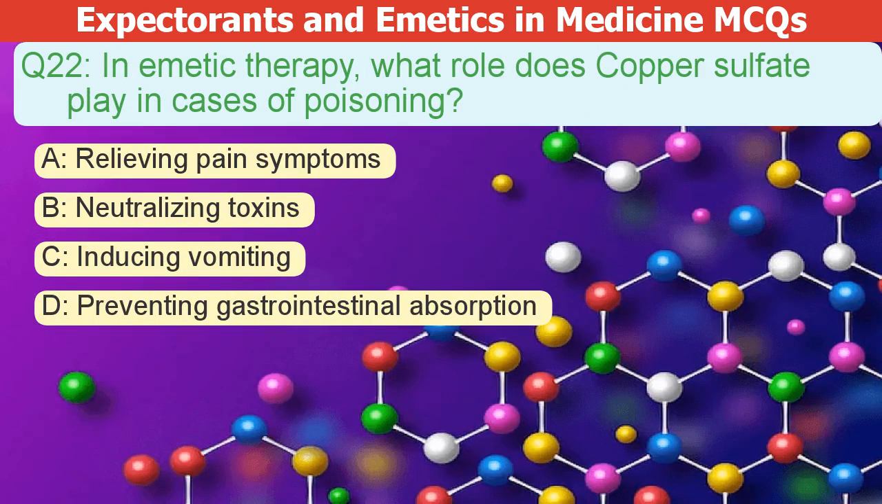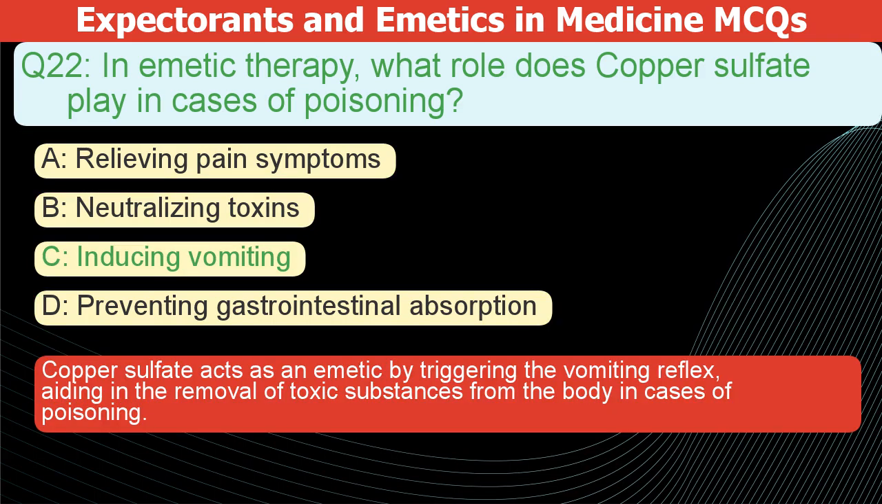In emetic therapy, what role does copper sulfate play in cases of poisoning? A. Relieving pain symptoms. B. Neutralizing toxins. C. Inducing vomiting. D. Preventing gastrointestinal absorption. The correct answer is C. Copper sulfate acts as an emetic by triggering the vomiting reflex, aiding in the removal of toxic substances from the body in cases of poisoning.